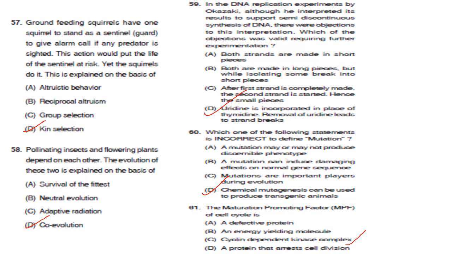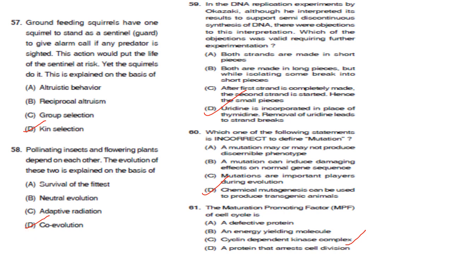What does the sentinel do? It gives alarm if any predator is sighted, and this action can put the life of the sentinel at risk. So the squirrel is self-sacrificing itself for the benefit or genetic fitness of its relatives. So it is an example of kin selection. So answer is option D.